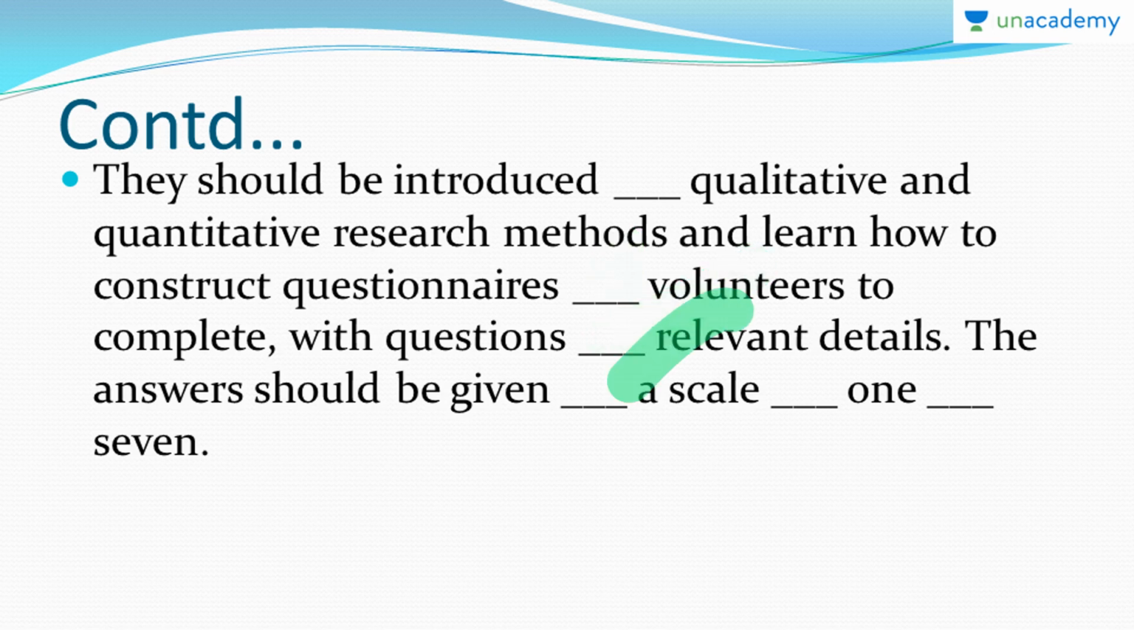Okay, the next one: "The answer should be given ___ a scale ___ 1 ___ 7." So in this, we will find that the answer should be given on a scale of 1 to 7. "Of" or "from" both can be put here. "From" will be more apt, I guess. So the answer should be given on a scale from 1 to 7. That is the exact three prepositions that will come in these three blanks.